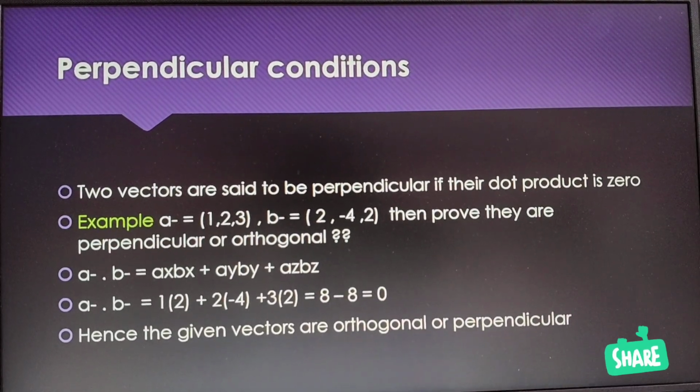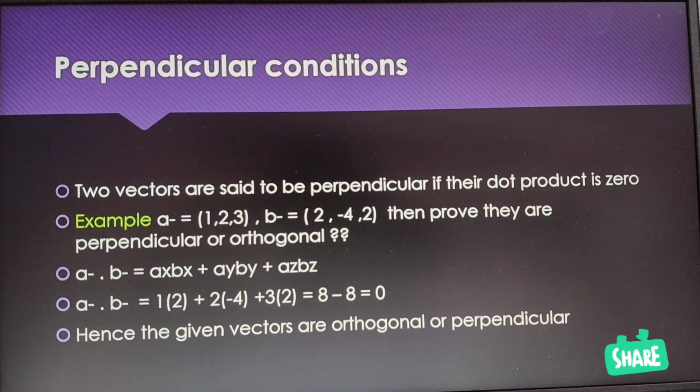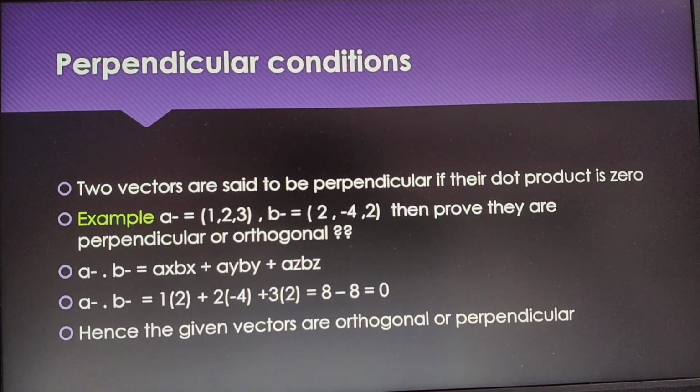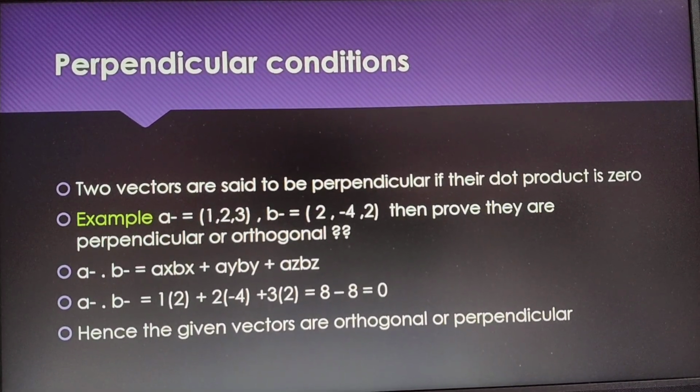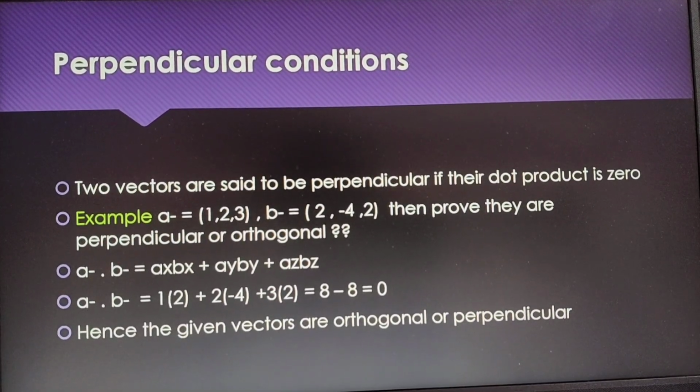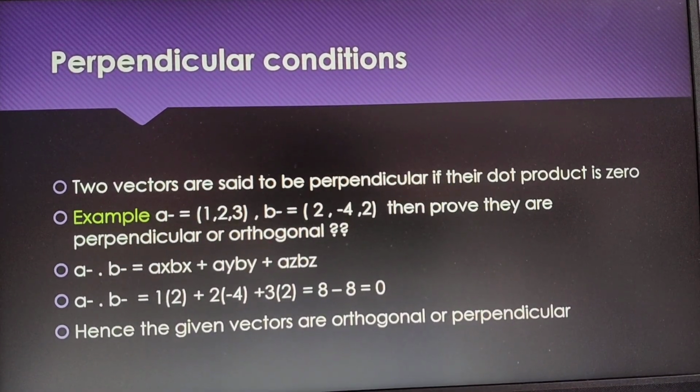Let us see the perpendicular conditions. Two vectors are said to be perpendicular if their dot product is 0. Previously, parallel means cross product is 0. If perpendicular, then dot product should be 0. Let us see one example.